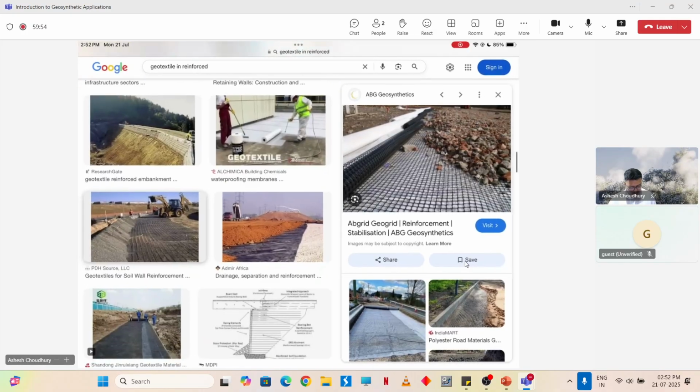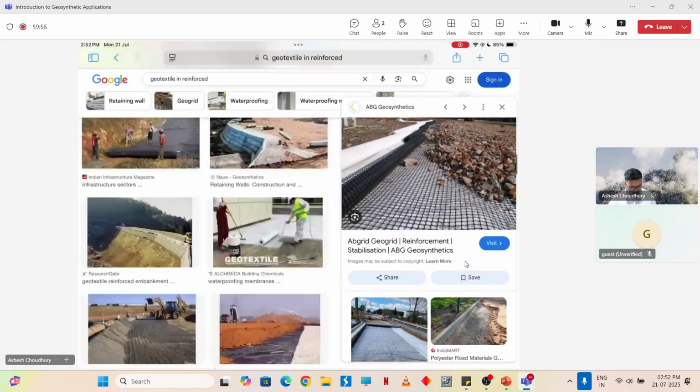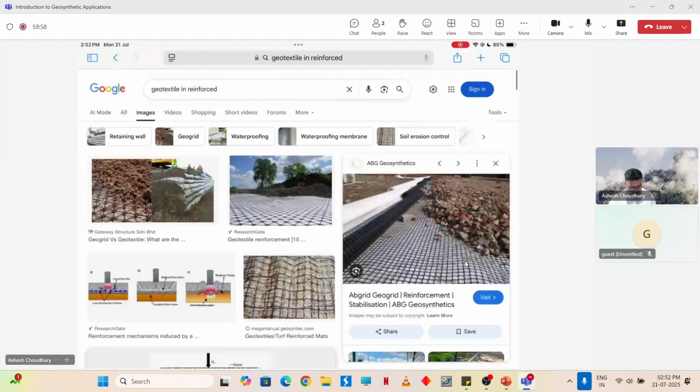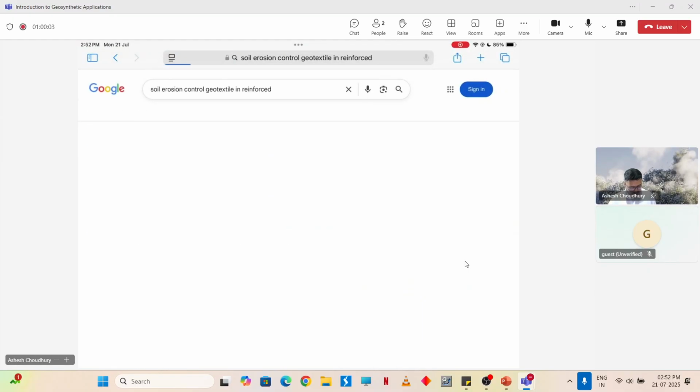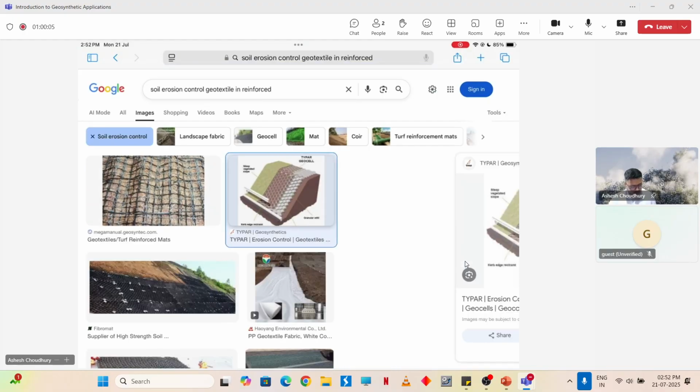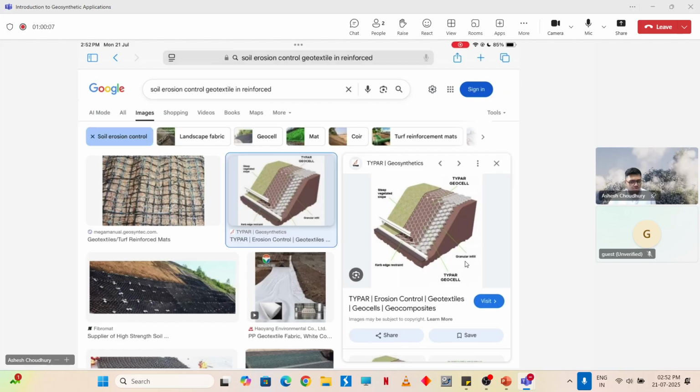There are many uses actually. We'll discuss one by one later. There are not many good images. Soil erosion control. See, they are using geocells for soil erosion control.